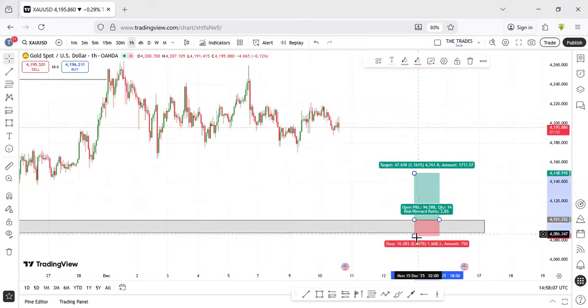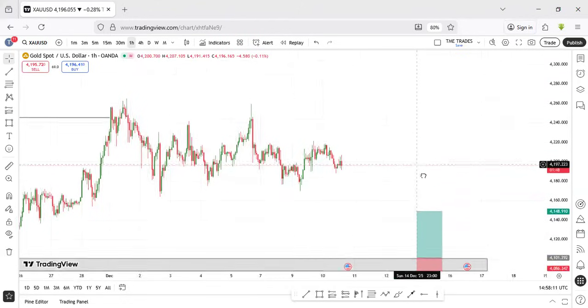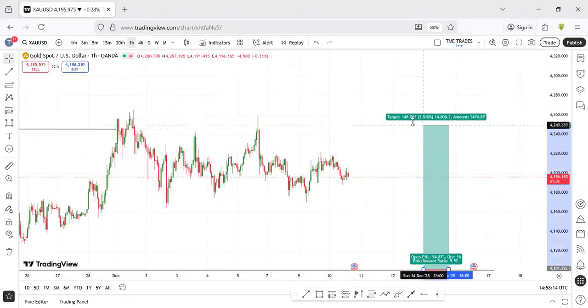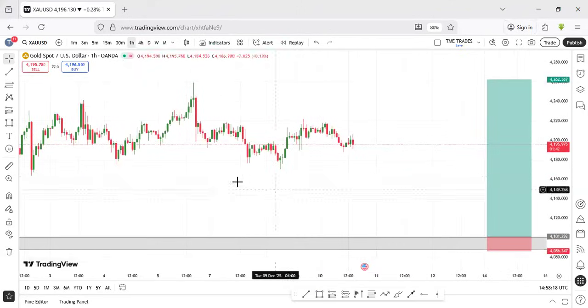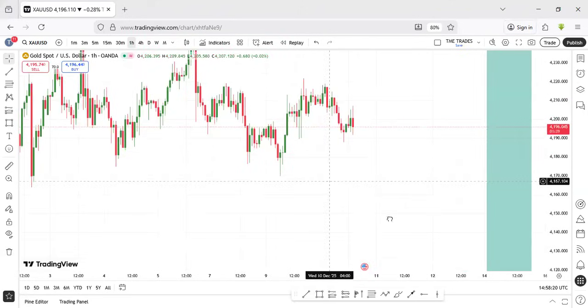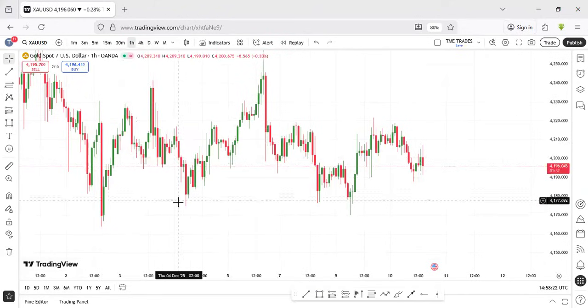Remember, don't be greedy in the markets. 3-to-1 risk reward is more than okay in the markets. Then you can start targeting these highs, right? This first. Then secondly, as you can see, all the gaps here have been filled.